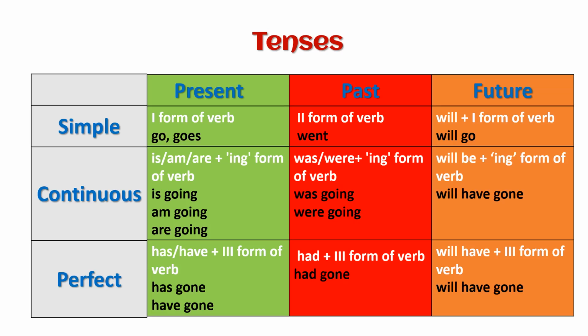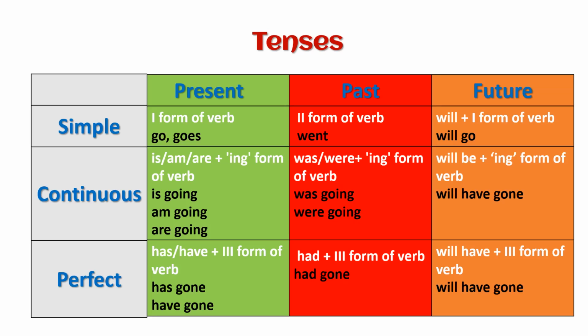In future continuous tense, we will use will be plus ing form of the verb. So what will it become? Will be going. Now let us see the perfect tense. In present perfect tense, the helping verbs are has or have plus third form of the verb. So it is has gone or have gone.